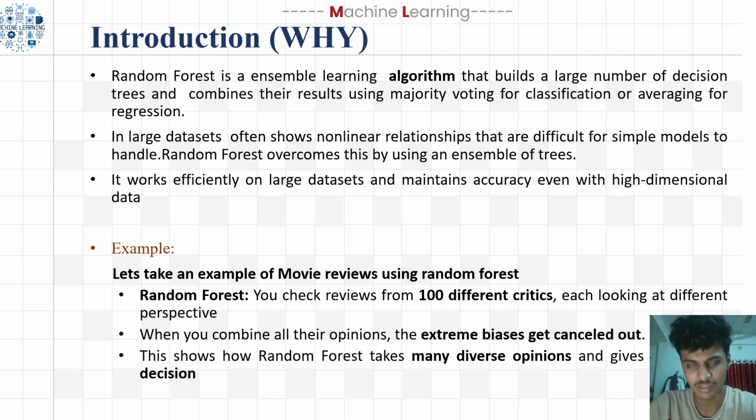To explain this with an analogy, think about movie reviews. If you rely on a single critic, you may get a biased opinion. But if you take reviews from 100 different critics and combine them together, the extreme biases get cancelled out, giving you a more balanced opinion. That's exactly how random forest works. It aggregates diverse perspectives from multiple trees to make a reliable decision.